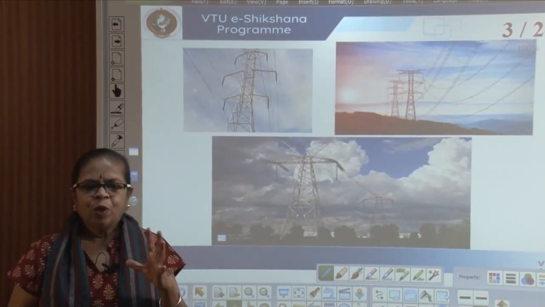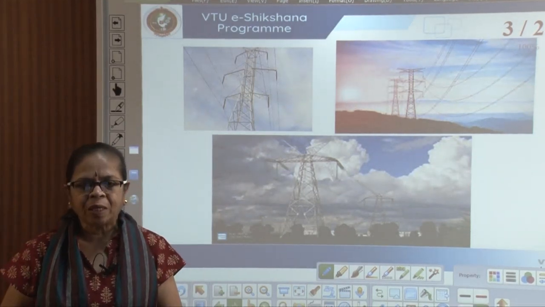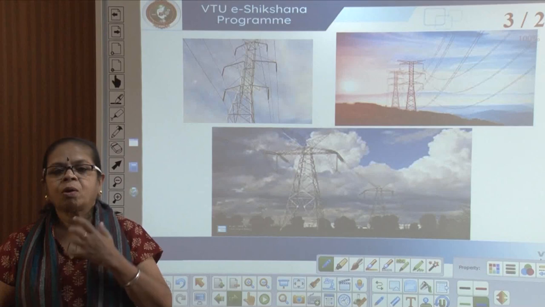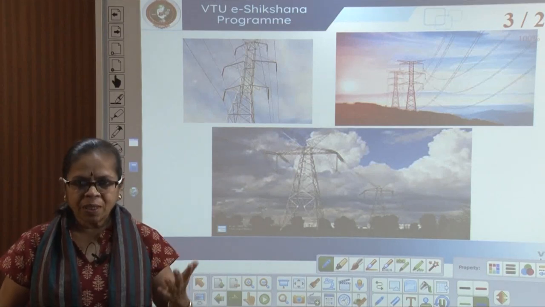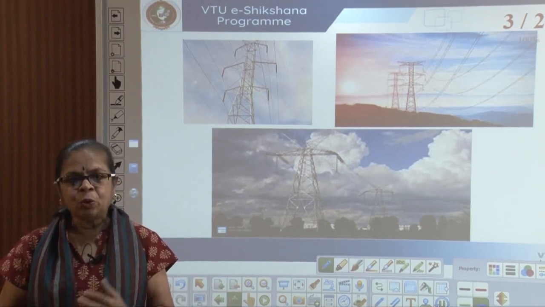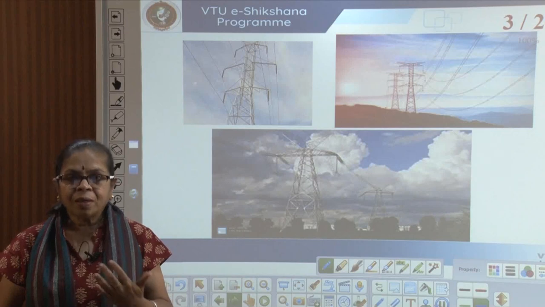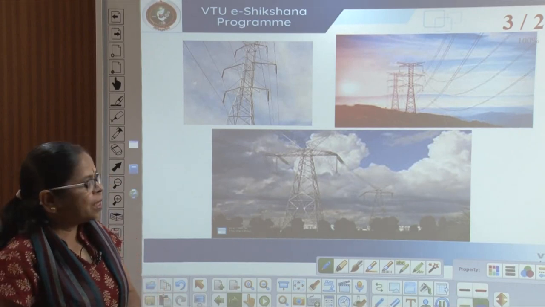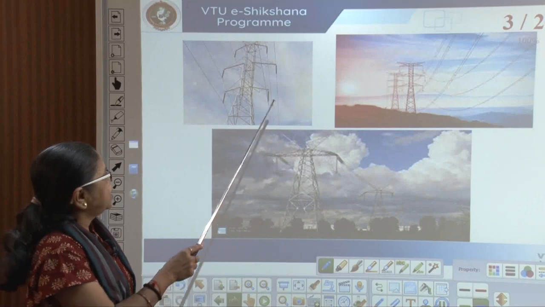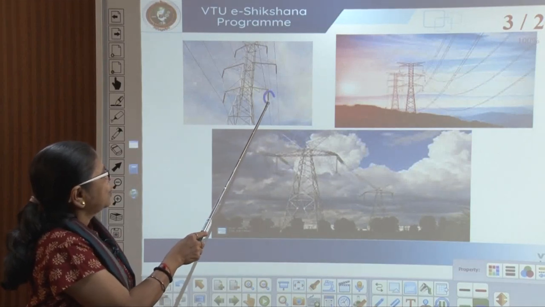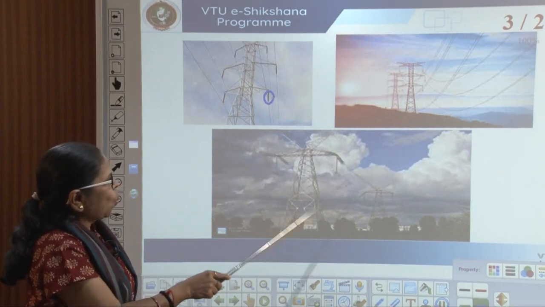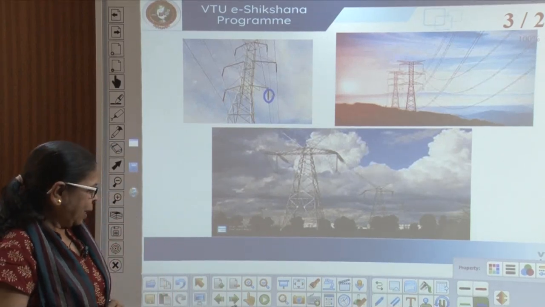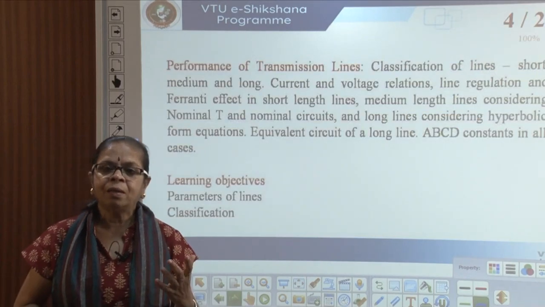So this is just a view of transmission lines in different geographical locations. You can see we have lines across plain land, across water bodies, across mountains, and we discussed a number of issues about how you design them, what sort of conductors you go for depending on the environment, what sort of insulators you choose. You can see these images and recognize the suspension insulators here and then the strain insulators to hold the towers. And now we will move on to see how we model the lines.